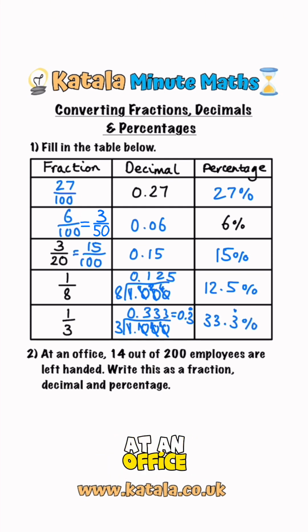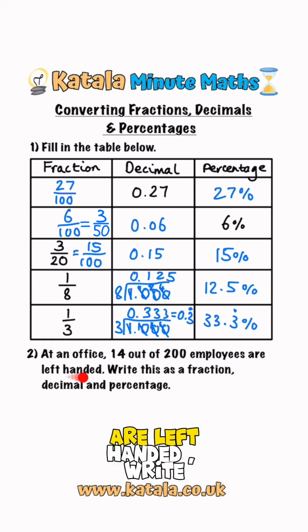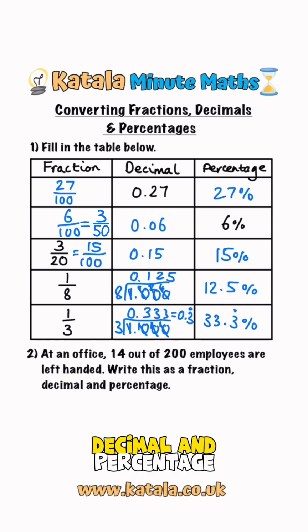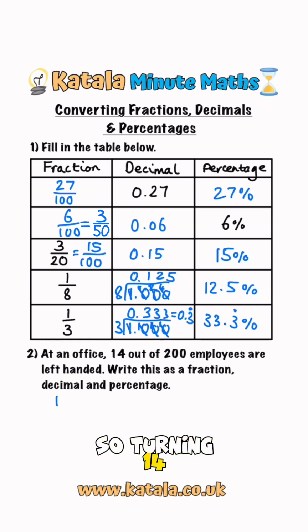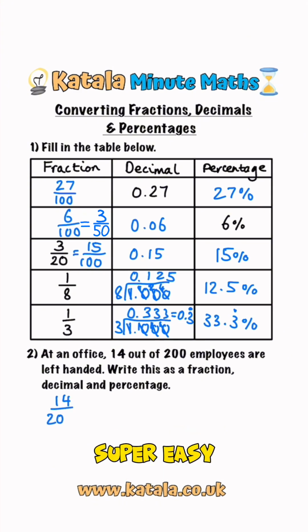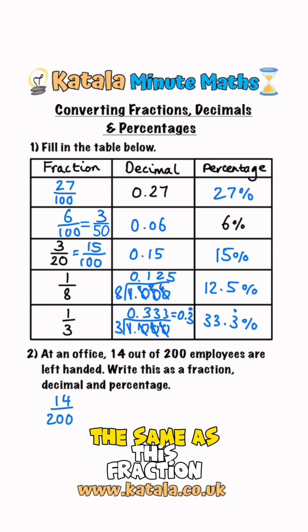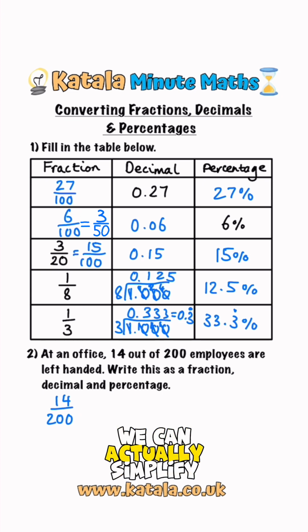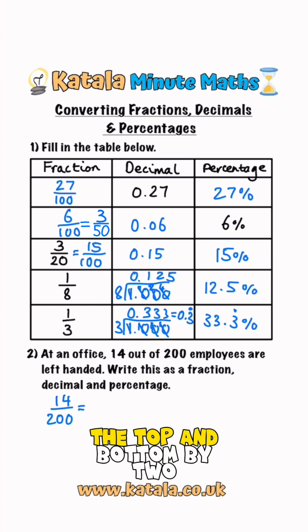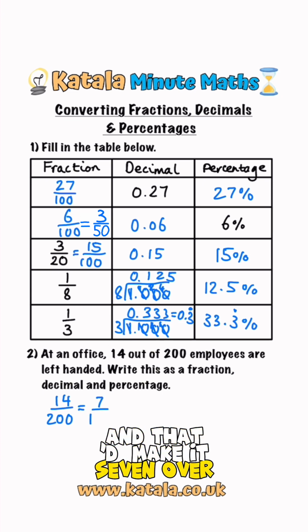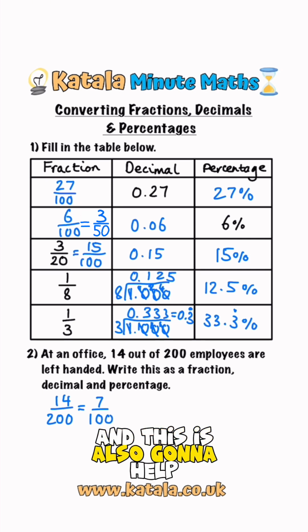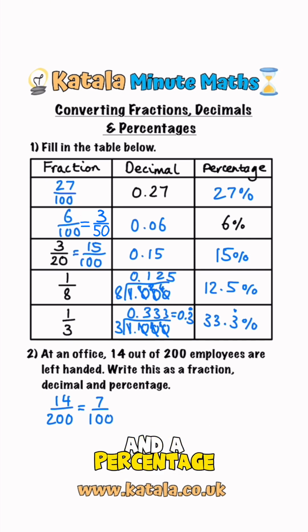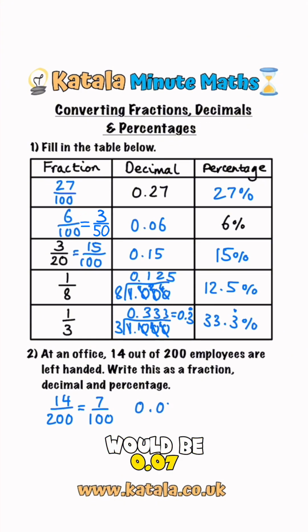Question 2. At an office, 14 out of 200 employees are left-handed. Write this as a fraction, decimal, and percentage. So turning 14 out of 200 into a fraction is super easy because out of basically means the same as this fraction sign here. Now we can actually simplify this fraction by dividing both the top and bottom by 2, and that would make it 7 over 100. And this is also going to help when we're turning it into a decimal and a percentage, because 7 over 100 as a decimal would be 0.07, and as a percentage that's just 7%.